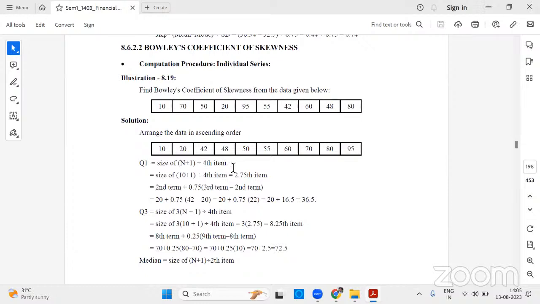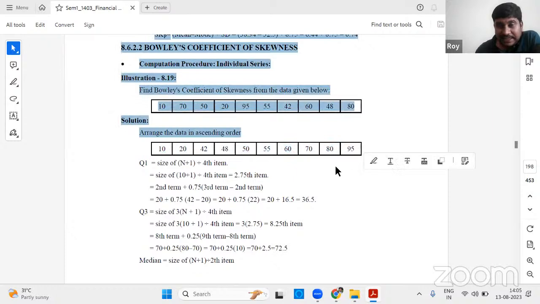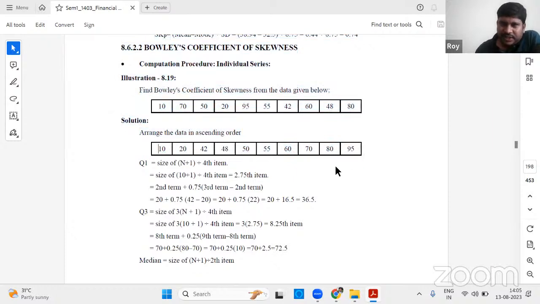Now, how to calculate Q1? Q1 is the size of the (n plus 1) divided by 4th item. N is the number of items, 10, plus 1, divided by 4. We need to write the data in ascending order. Remember that first. For the average you don't need to, but when calculating median, mode and other things, keep it in ascending order. Size of (n plus 1) divided by 4th item is the 2.75th item. That is the second term plus 0.75.